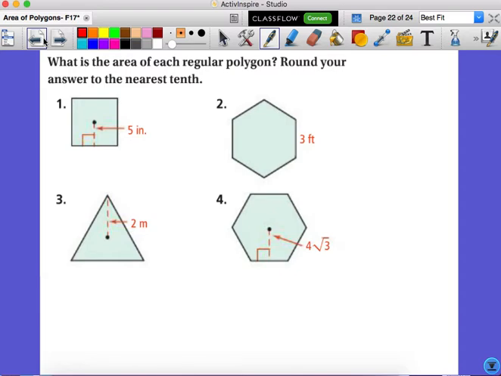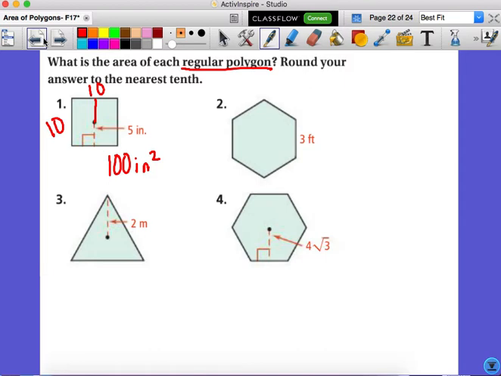Meaning, if the first picture here is a regular polygon, meaning all the sides are equal, all the angles are equal, then I know that picture 1 is just a square. And if that apothem is 5, then that distance is 5 also, which means we've got 10 and 10 for our 2 side lengths, because this is a square. So my area is just 100 square inches.